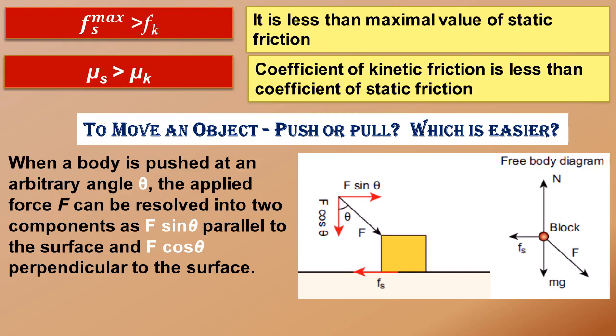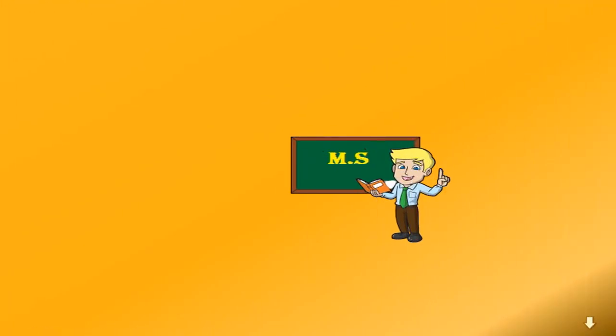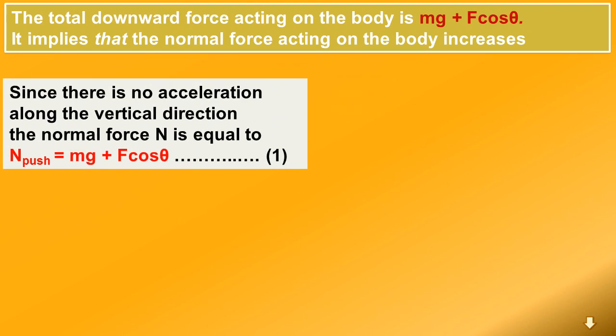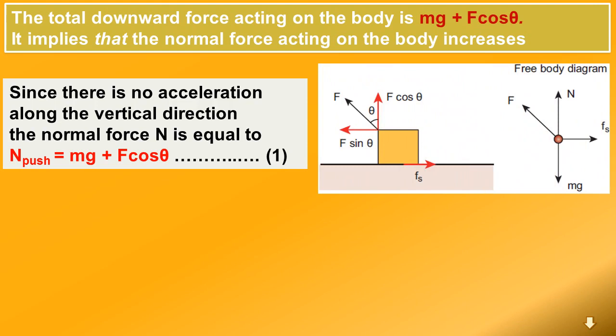Actually, we are moving the body against the frictional force. So the total downward force acting on the body is mg plus F cos theta. It implies that the normal force acting on the body increases. Since there is no acceleration along the vertical direction, the normal force N push is equal to mg plus F cos theta. Let us take this as equation number 1.